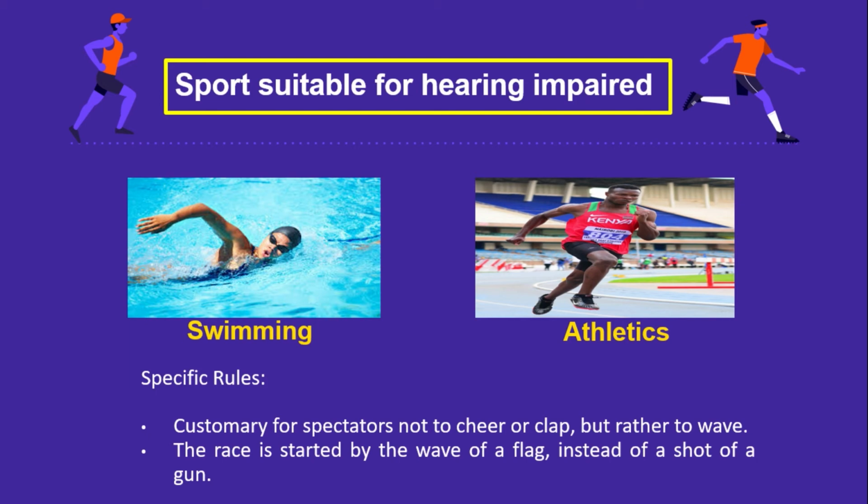But there are some differences in rules and the environment of competition when hearing impaired athletes participate. It is customary for spectators not to cheer or clap but rather to wave. We cannot make any loud noise if the event is participated in by a deaf athlete. And the race is started by the wave of a flag instead of a gun.